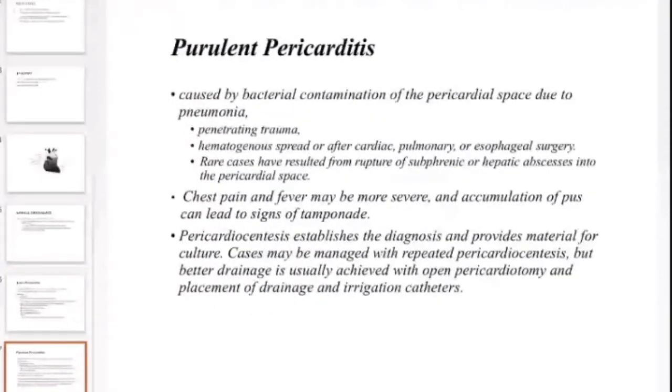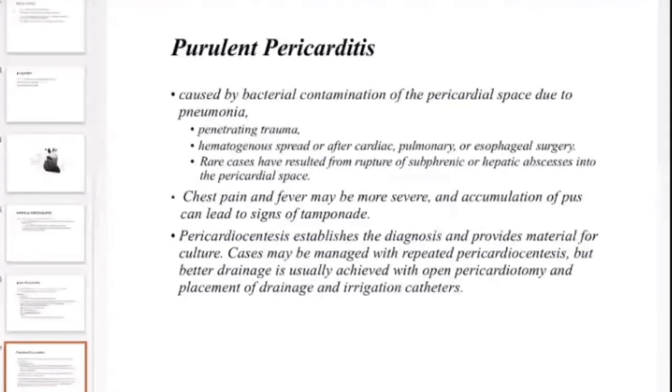Purulent pericarditis means a collection of pus inside the pericardial space, maybe due to pneumonia, or penetrating trauma, or hematogenous spread, or after cardiac, lung, or esophageal surgery. In rare cases, it results from the rupture of a subphrenic or hepatic abscess into the pericardial space. This is rare, but can occur if we have a subphrenic or hepatic abscess that perforates into the pericardium.